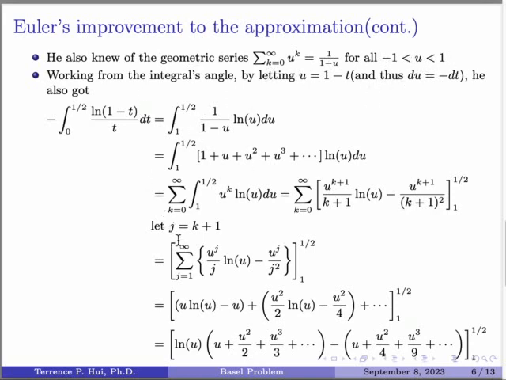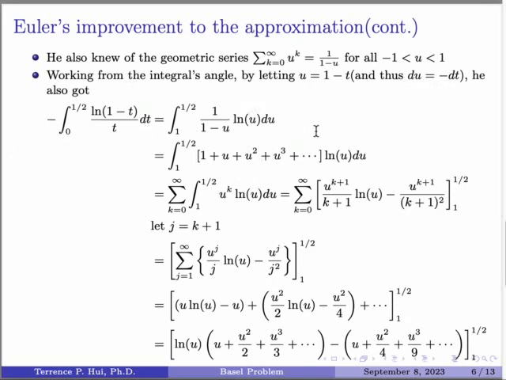And so from the integral angle, by replacing this 1 over t, somehow related to this geometric series, as follows. Let u equal 1 minus t. So of course du is minus dt, so keep that in mind. Then the negative integral from 0 to 1/2 of log of 1 minus t over t is going to be the integral of 1 over 1 minus u, because 1 over t becomes 1 over 1 minus u. Log of 1 minus t becomes log of u. When t is equal to 0, u is equal to 1. When t is equal to 1/2, u is of course 1/2. So the new range of integration is going to be from 1 to 1/2. And of course the minus dt becomes just du.